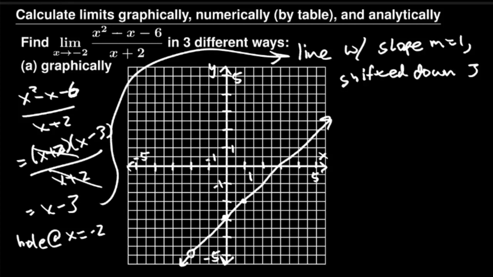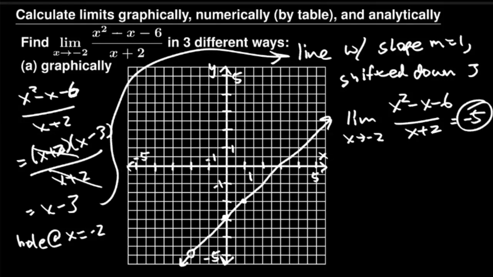So the thing that's interesting about this is that the function doesn't actually exist there, but there's a prediction for what it would be if it were to exist. So by looking at the graph and analyzing it, you see the limit as x approaches negative 2 of the function equals negative 5, actually. Alright, I'll give you 5 seconds to take a picture if you need to.